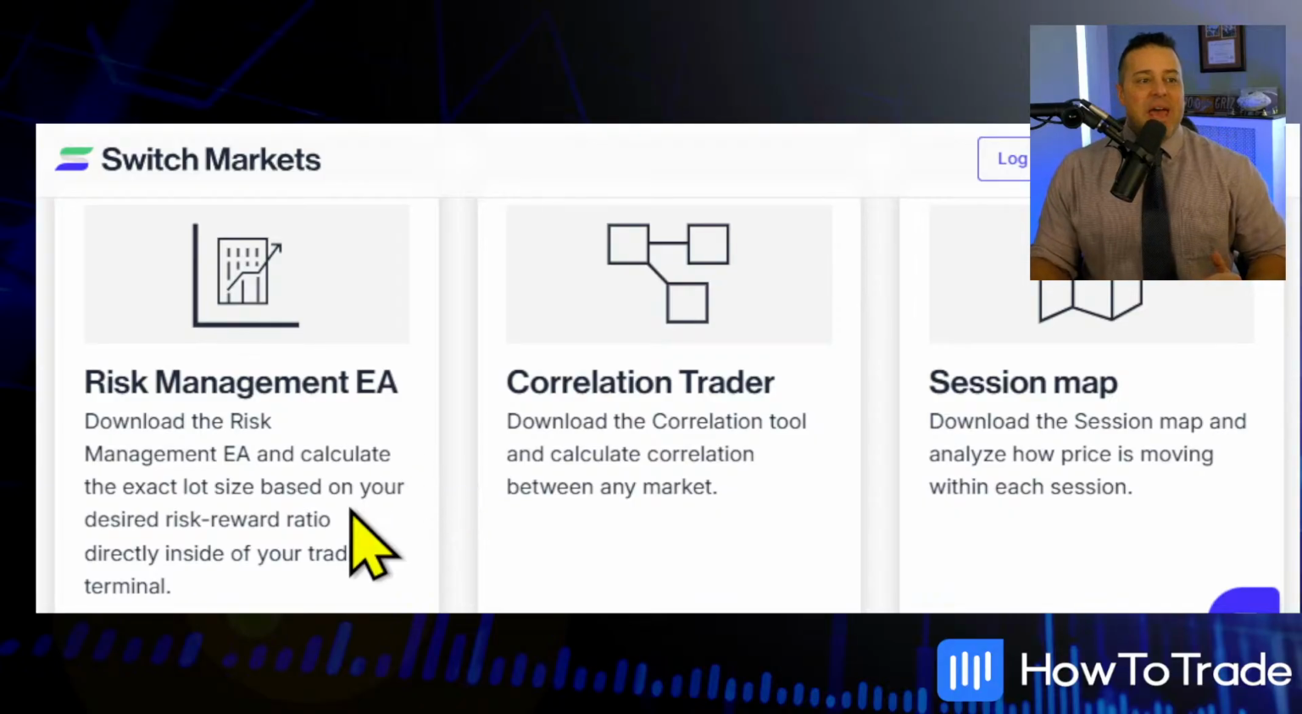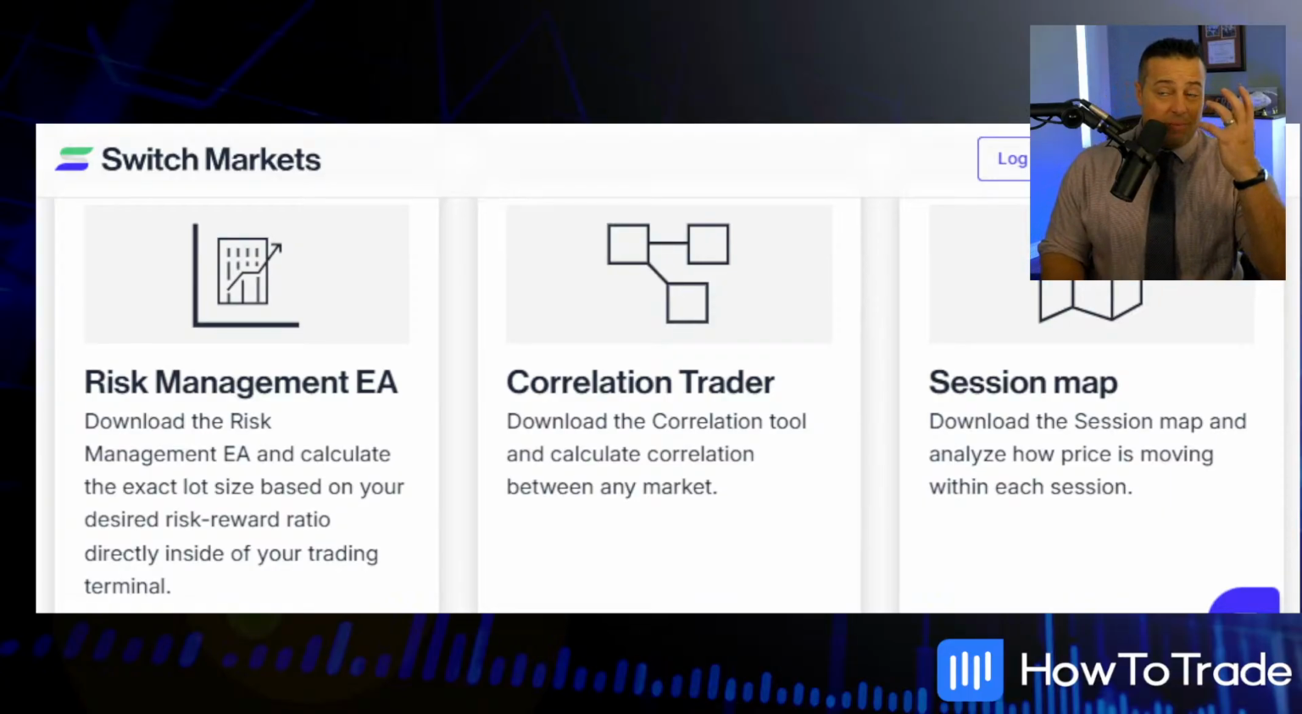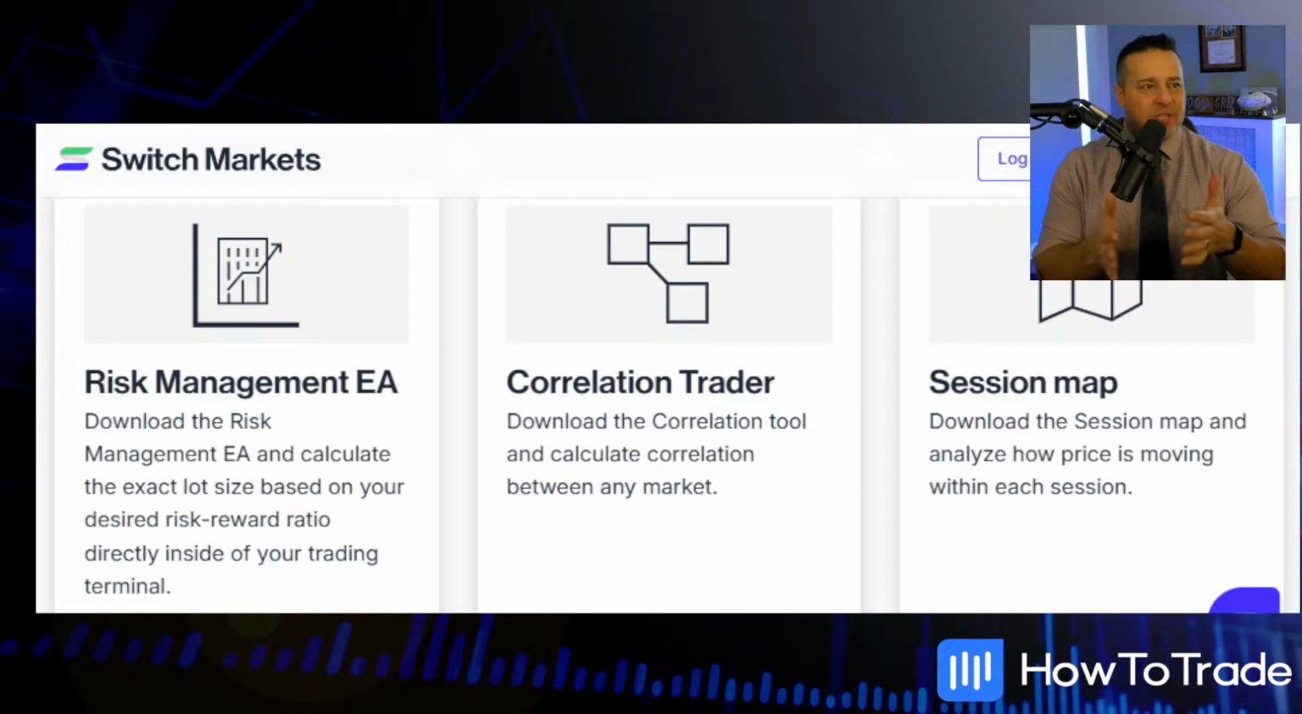Now, risk management EA: download that for MT5, add it to your chart, and you're going to have a chance to step in, develop your stop loss location, and your optimal sizing according to the percent of risk you want to put in there.